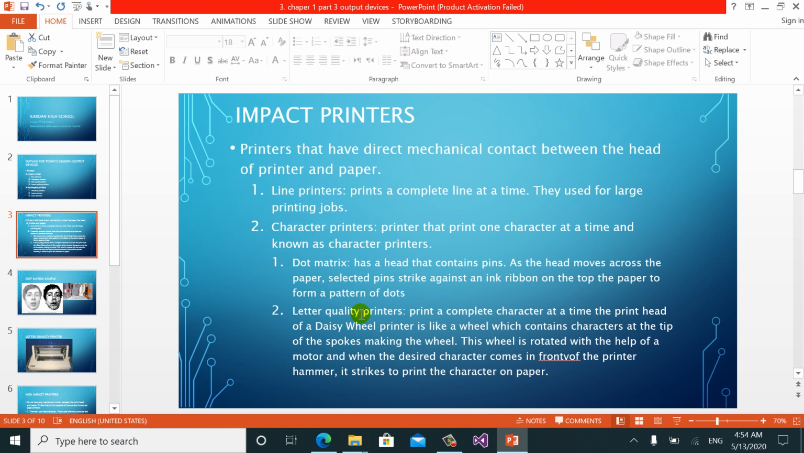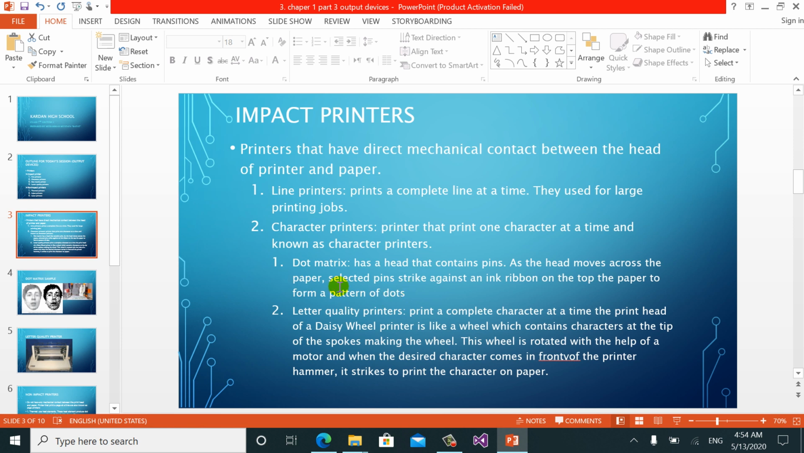Let's come to character printers and line printers, which are also divided into two other parts, for example, dot matrix printer and letter quality printers. In dot matrix, as you know, a dot is a point, a small dot like this. So a dot matrix printer has a head that contains pens. As the head moves across the paper, selected pens strike against an ink ribbon on top of the paper to form a pattern of dots.